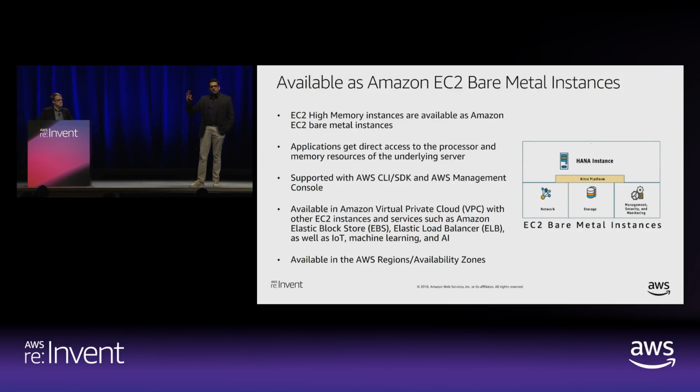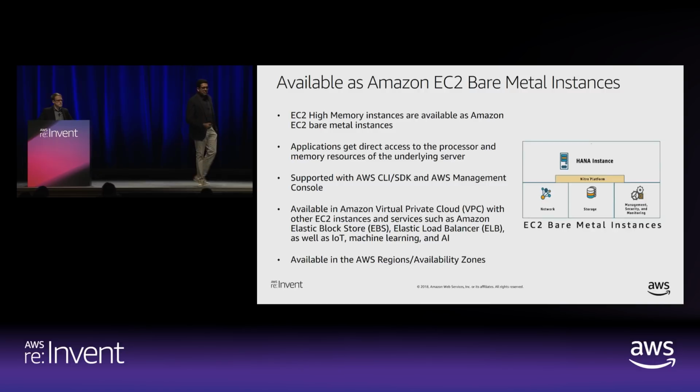How many of you are familiar with the EC2 bare metal instances that we announced at last re:Invent? Great. So we use the same technology to offer these instances as bare metal instances. All of these instances, 6 terabyte, 9 terabyte, and 12 terabyte, are EC2 bare metal instances available in AWS.